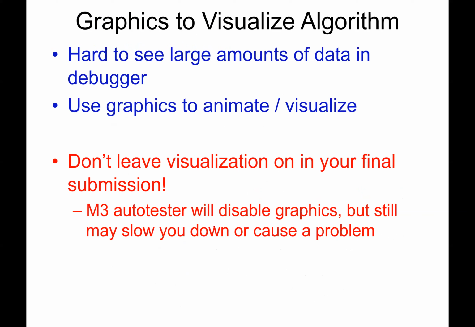Okay, now eventually though you get into the bigger test cases. Now what if they're not doing what you want or the algorithm is slow? It's hard to see large amounts of data in the debugger, so you can use graphics to animate or visualize this. You don't want to leave visualization on in your final submission. We try to disable graphics so that it won't cause any problems for the auto tester, but there's always a chance that you did something that doesn't get disabled, and it might slow down your program or cause a problem. So graphics are good to visualize. Turn it off before you submit.